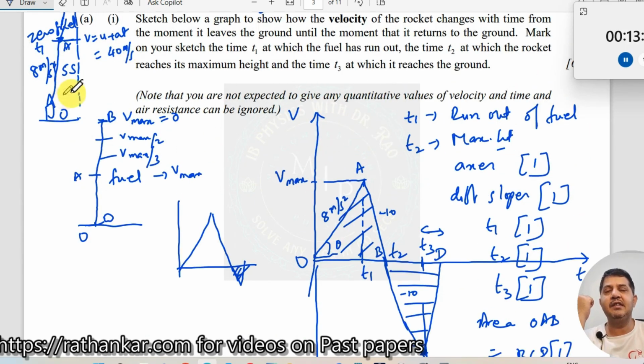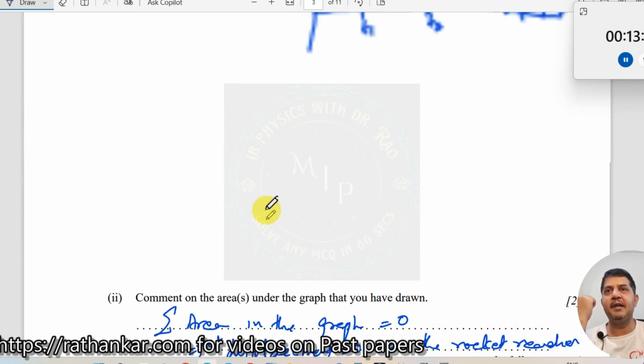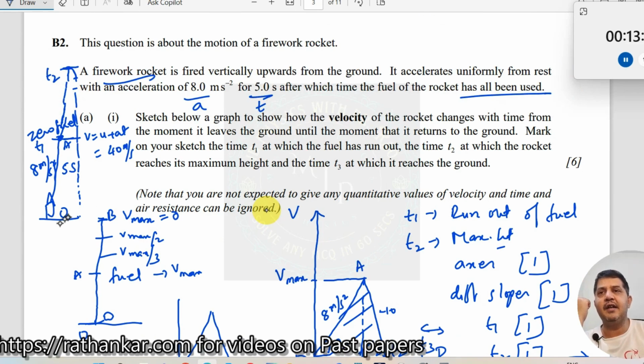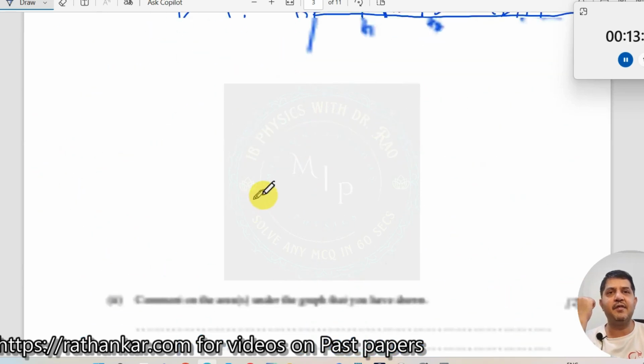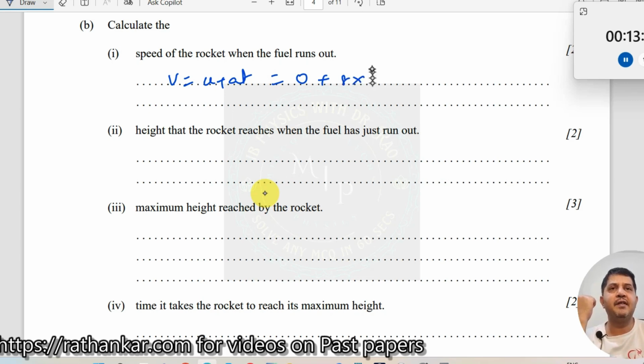What is it asking? Calculate the speed of the rocket when the fuel runs out. We already did it, right? From here it is 0, it comes over here, V equals U plus AT. So you need to write down here V is equal to U plus AT, which is 0 plus 8 into 5 seconds, which should be 40 meters per second.